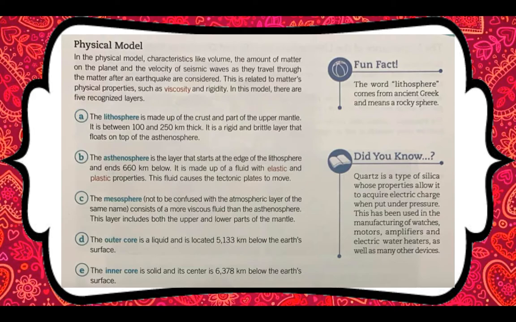C. The mesosphere, not to be confused with the atmospheric layer of the same name, consists of a more viscous fluid than the asthenosphere. This layer includes both the upper and lower parts of the mantle. D. The outer core is liquid and is located 5,133 kilometers below the Earth's surface. E. The inner core is solid and its center is 6,378 kilometers below the Earth's surface.